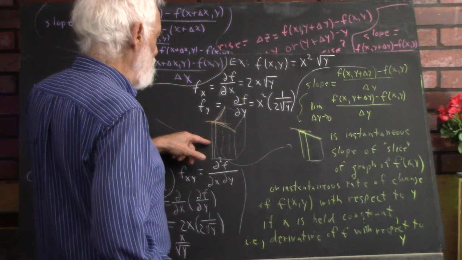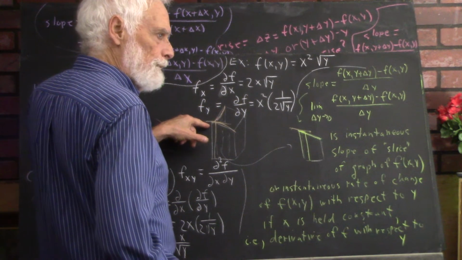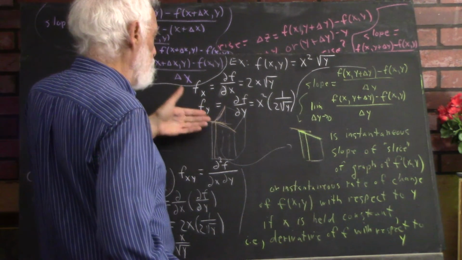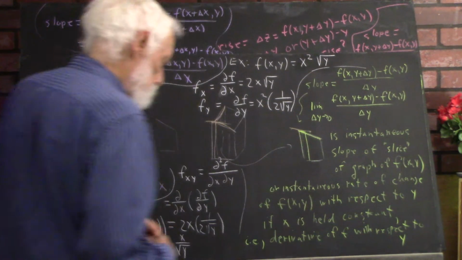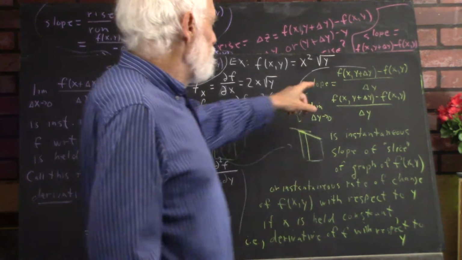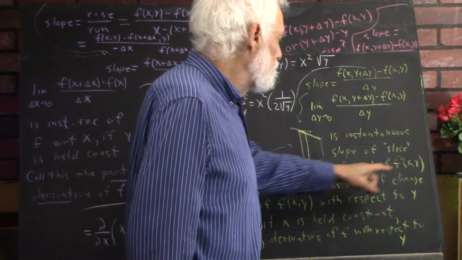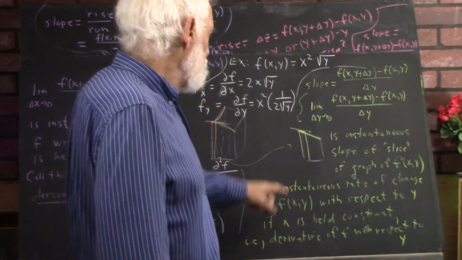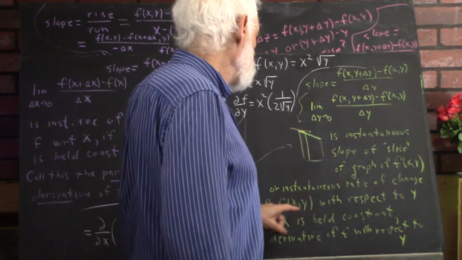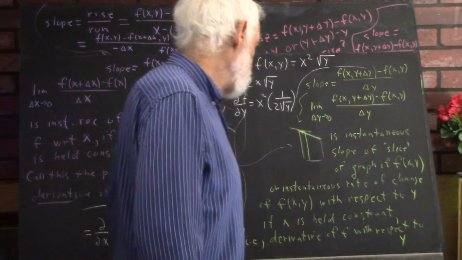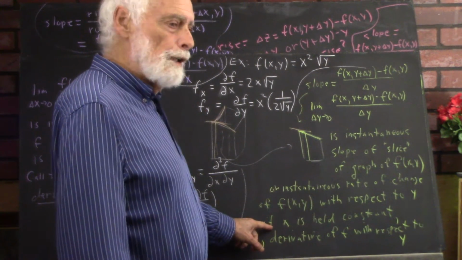Okay? And that's the rate of change. When x is held constant, you get a rate of change with respect to y. So, make the statement that this is the instantaneous slope of a slice of the graph of f of x, y, or the instantaneous rate of change of f of x, y with respect to y, if x is held constant.